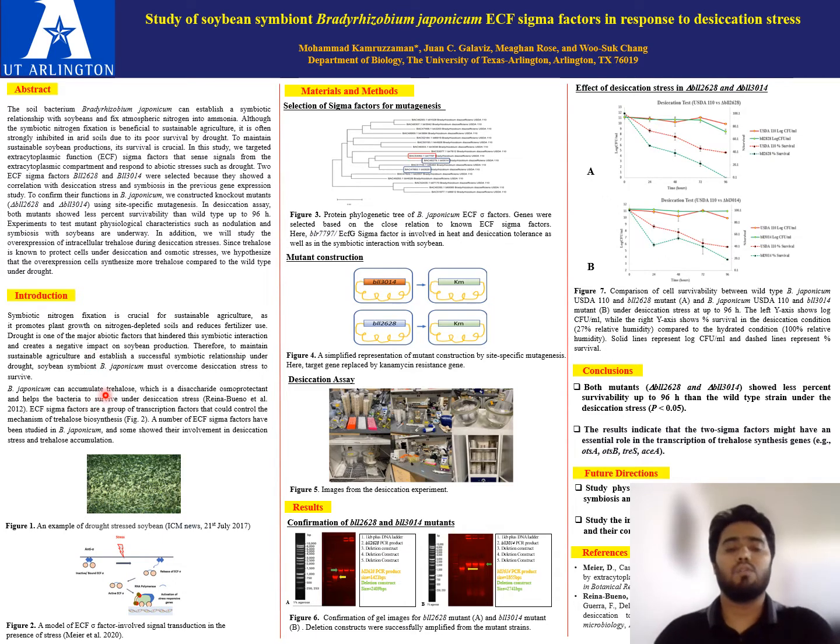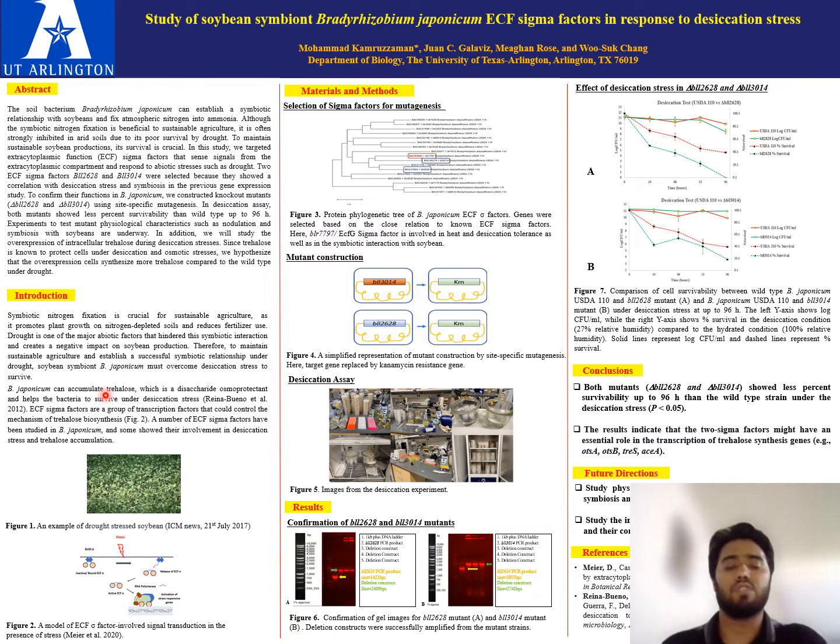We also know that drought is a limiting factor for soybean production in the United States, and not only the soybean but also its symbiotic partner rhizobia is affected by the drought or desiccation stress. Considering this situation, we started working on the ECF sigma factor, where the ECF sigma factor itself is a transcription factor that can activate the transcription of stress responsive genes during the stress.